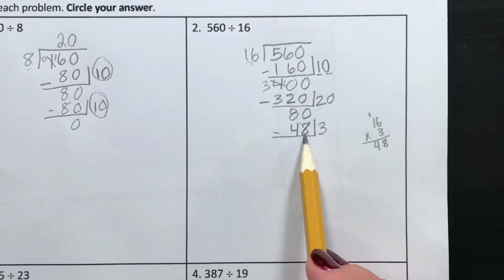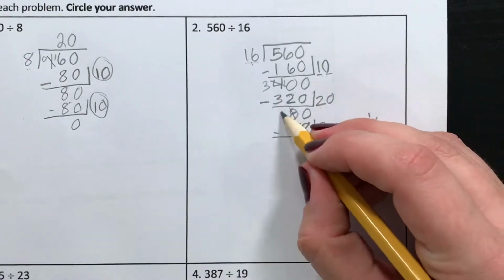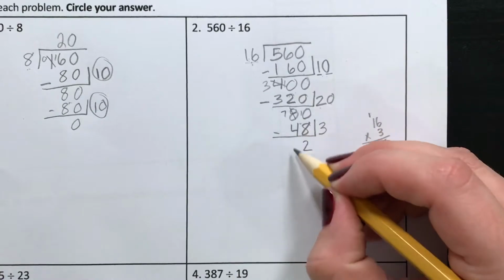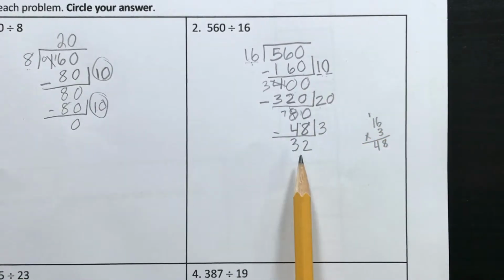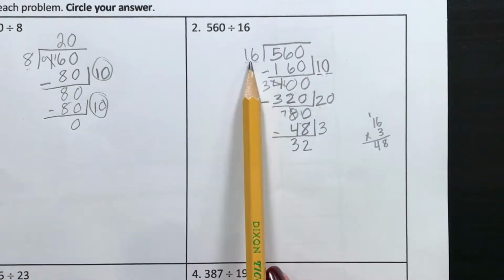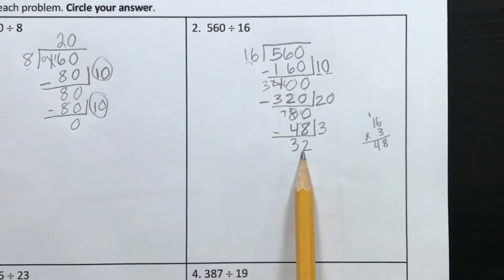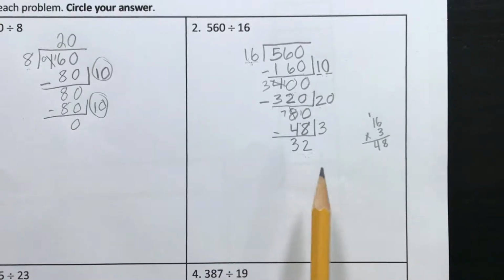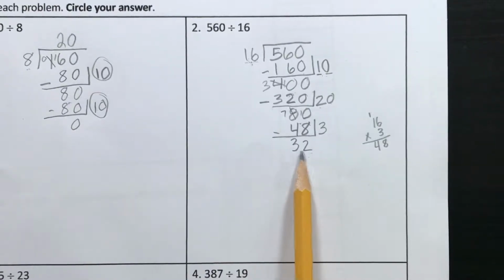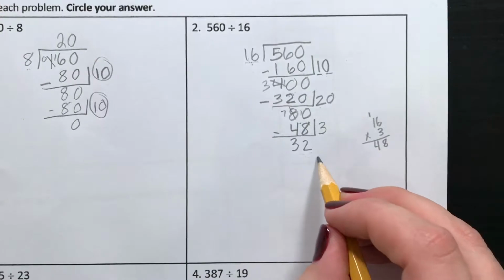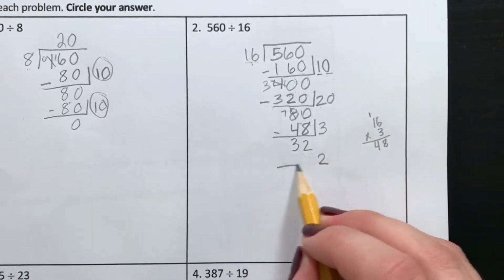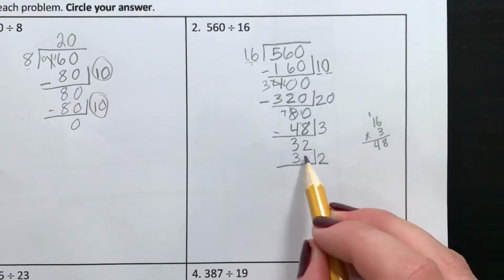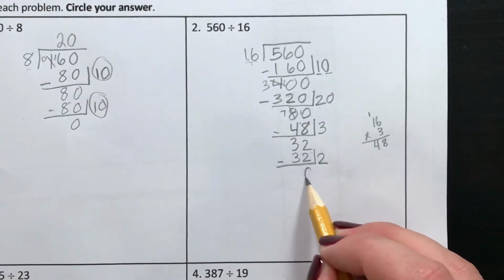Again, can't take 8 away from 0, so I'm going to borrow. 10 minus 8 is 2, and then 7 minus 4 is 3. So now I have 32, and I need to figure out how many times I can fit 16 into 32. I know in my head that 16 times 2 gives me 32, so I know that the last number I should use is 2. 16 times 2 is 32. Subtract, and I end up with 0.